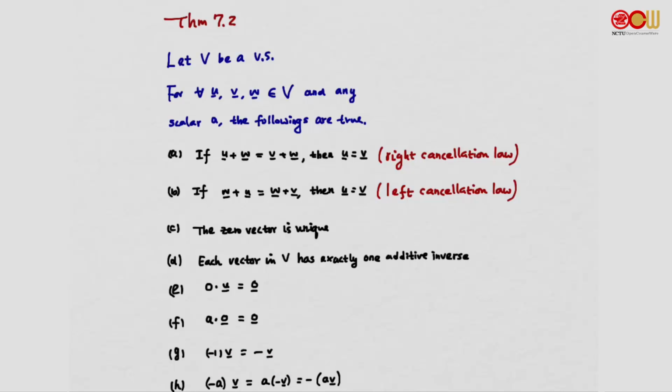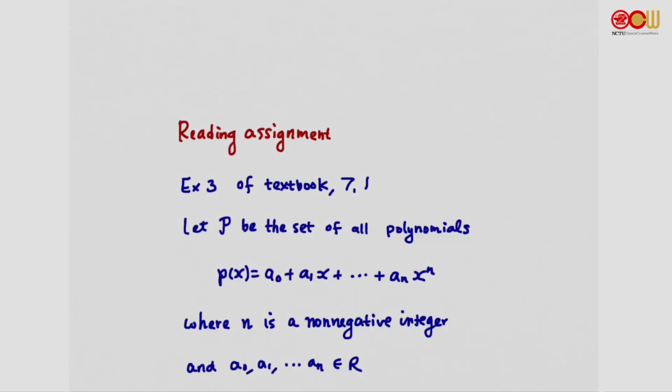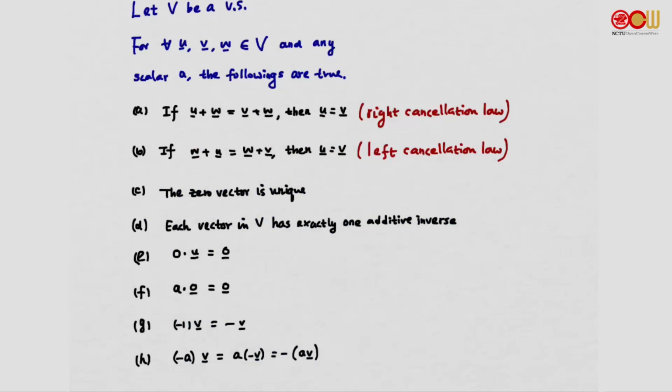h says that if we scale v by a scalar minus a, then this is the same as scaling the additive inverse of v by a. And this is the same as the additive inverse of av.